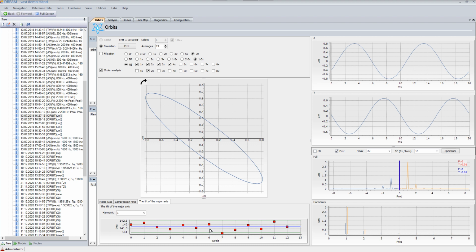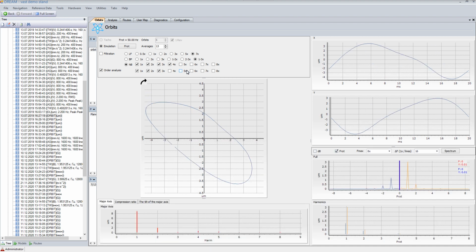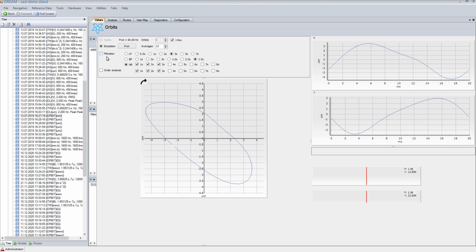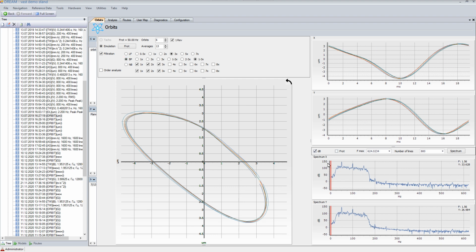For example, if we make a standard filtration of just the first 3 harmonics, and we do it in 3 different ways: this will be order analysis, this will be narrowband filtration, this will be a bandpass filter like this, and this will be a low pass filter like this. You see that more or less all of them are equal.